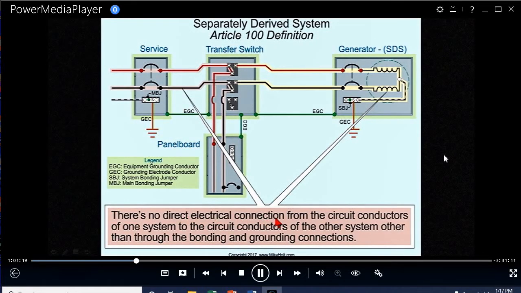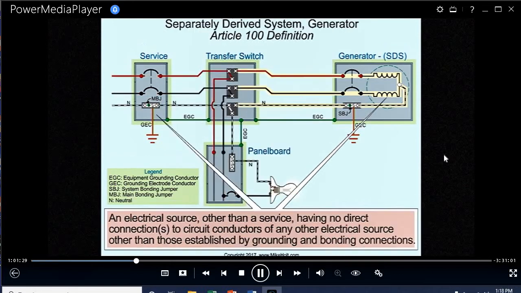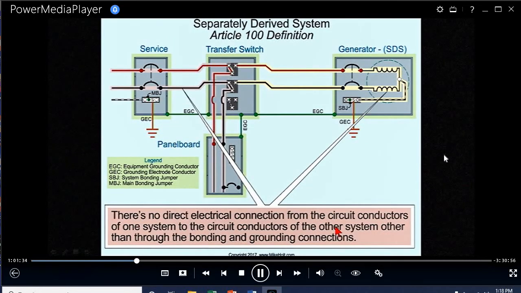No direct electrical connection from the circuit conductors of one system to circuit conductors of the other system other than through the bonding and grounding connections. And we'll have to have this text changed to reflect the text about the service conductors. So that text right there has to have the text here, other than service conductors, on that other separately derived one, with the neutral one, the non-neutral.